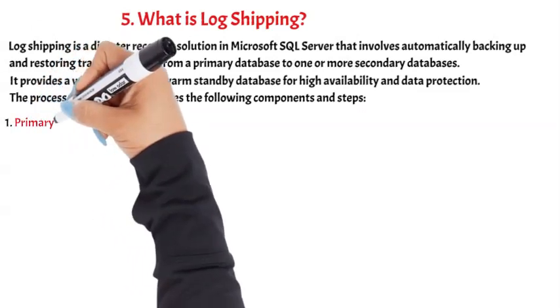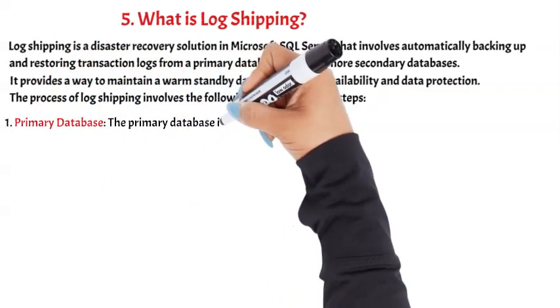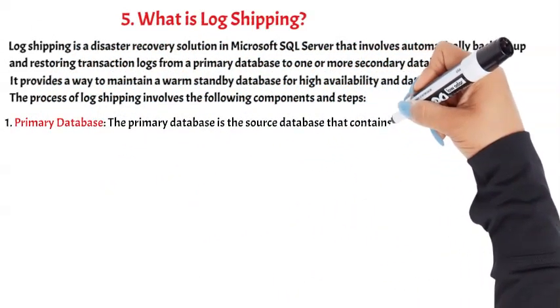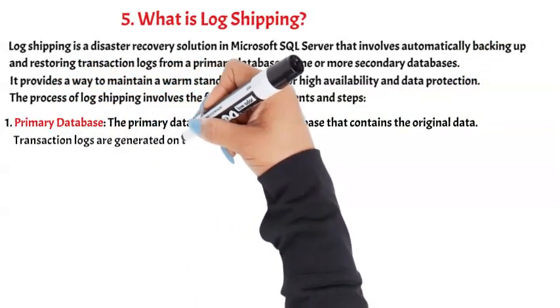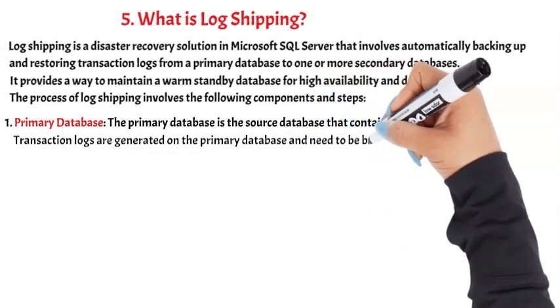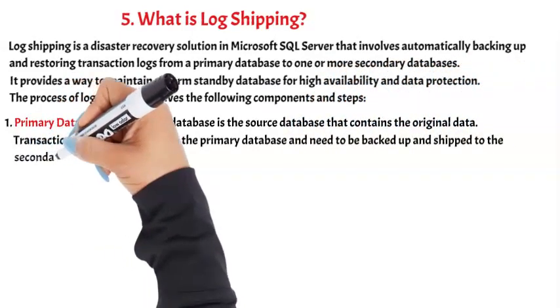1. Primary database. The primary database is the source database that contains the original data. Transaction logs are generated on the primary database and need to be backed up and shipped to the secondary databases.